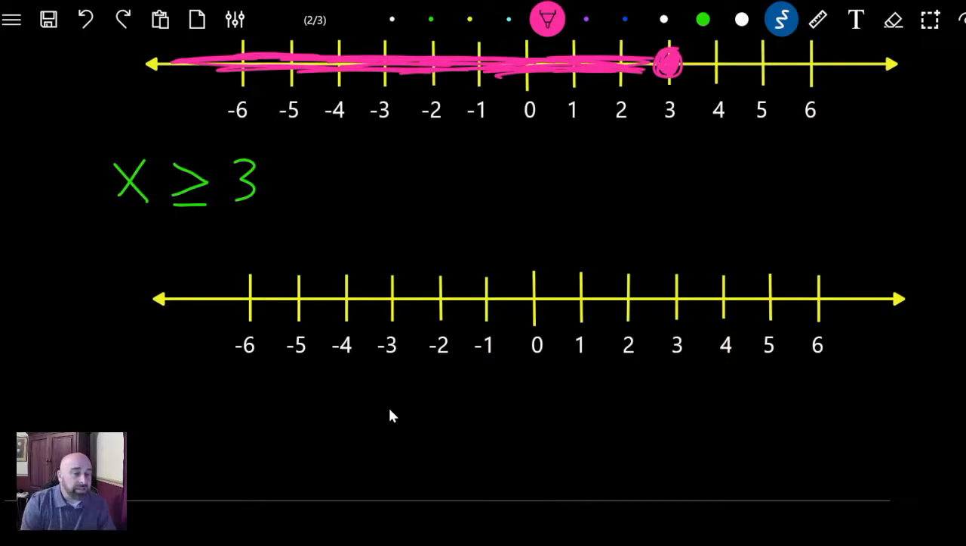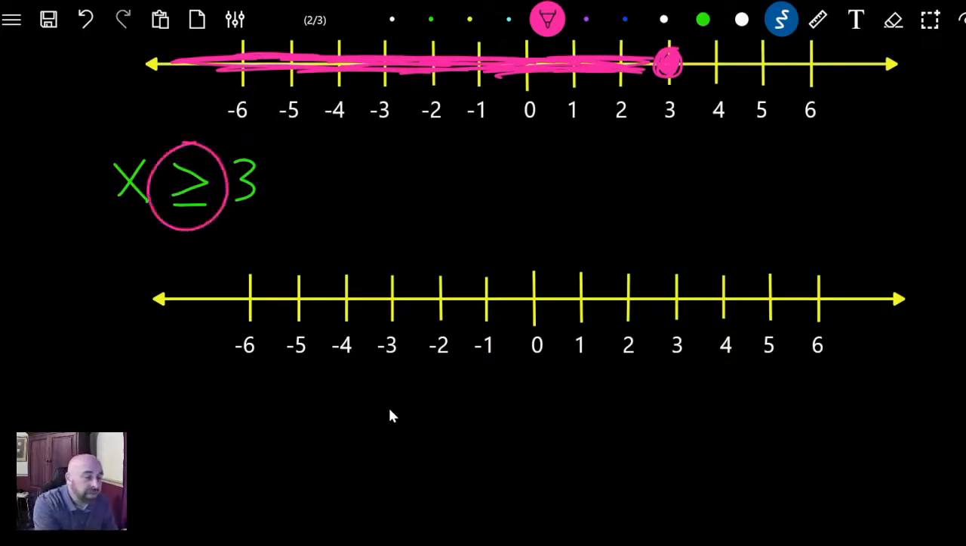All right, next, let's do this one. Now we're going the other way. Now we're going to the right, so we have a greater than. We still come to the number 3. This number 3 has a name when we're graphing. This is called a critical point.